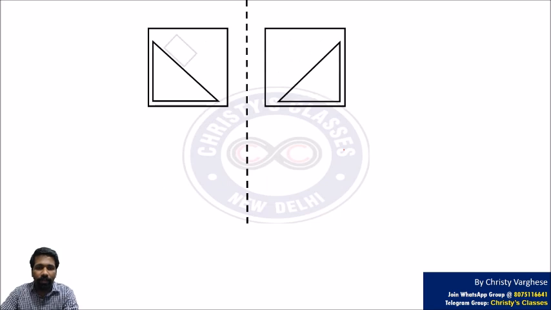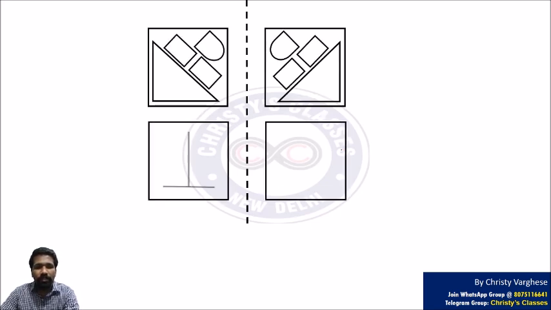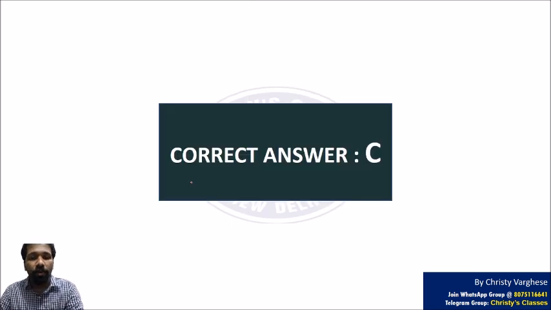Look at it carefully if you still have doubt. First picture, mirror image. Third picture, mirror image should be the fourth picture. So there is a line like this. There should be a line like this here. There should be a line like this means in the mirror image, it should be in this direction. Here, here. So very obvious. So the answer will be option C.